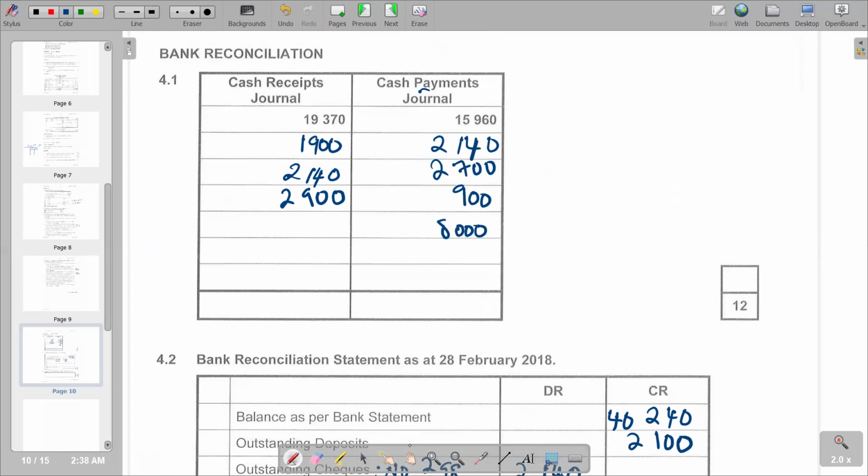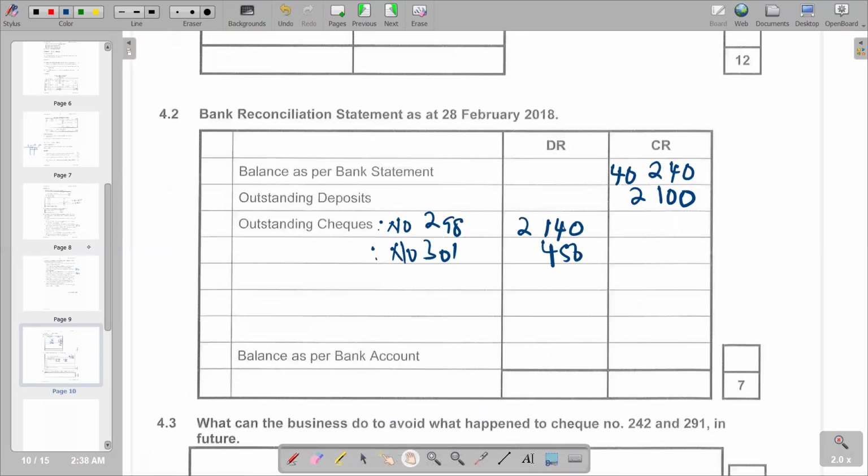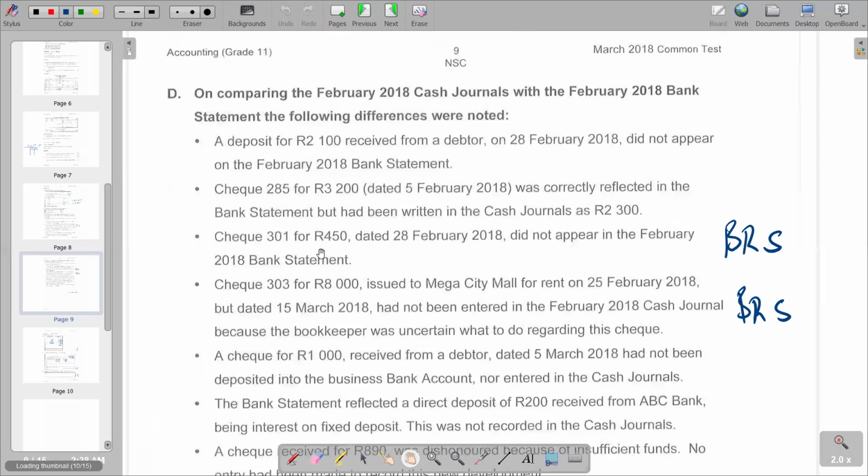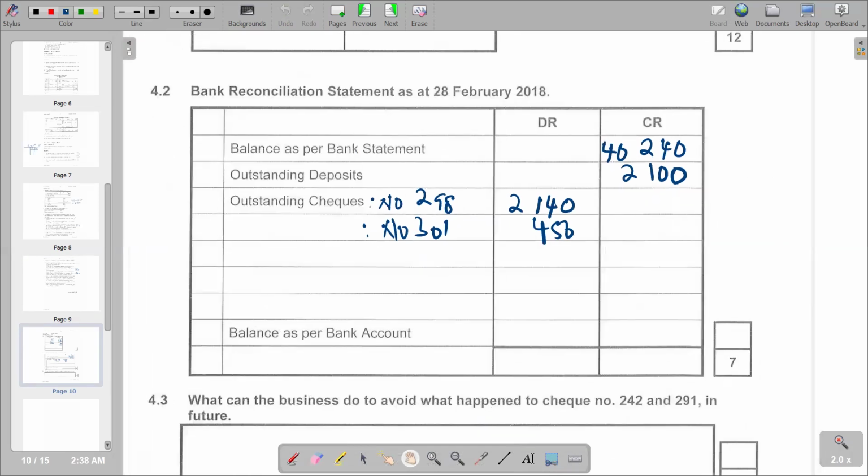And we are saying it's also an outstanding check here, whereby we are saying check number 303, 8,000. So that is what we have on that part.